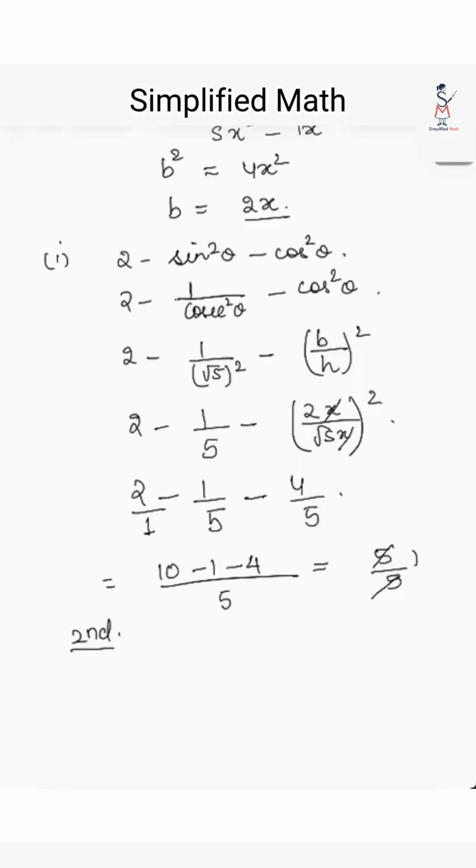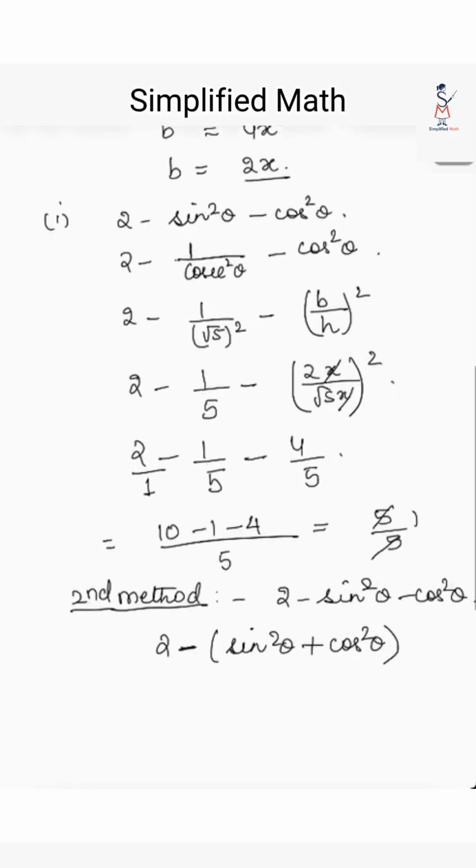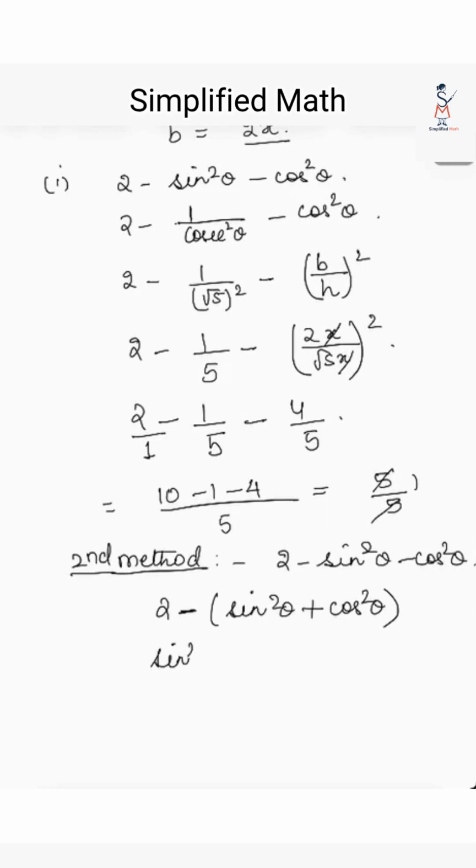Now here I'll tell you one more thing, that is using the identity. Second way, second method. But you have not learned that in your syllabus, so you may not be able to use it, but I'll tell you. This is the thing we have to find. So taking minus outside, this will become sine square theta plus cos square theta, and this is an identity that sine square theta plus cos square theta is always 1. So what will this become? 2 minus 1, that is 1.